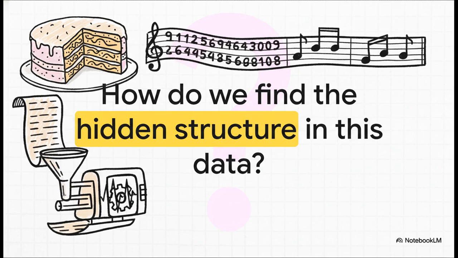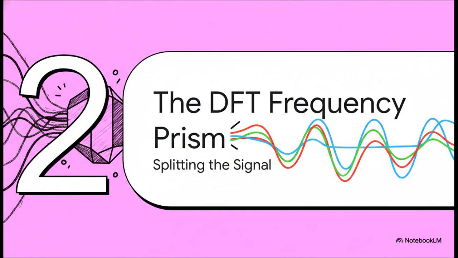So that's the million-dollar question, isn't it? How do we slice open that digital cake to see the recipe? How do we translate this chaotic list of numbers into something that actually makes sense, like musical notes? Well, for that, you need a very special kind of tool. And that tool is the Discrete Fourier Transform, or DFT.